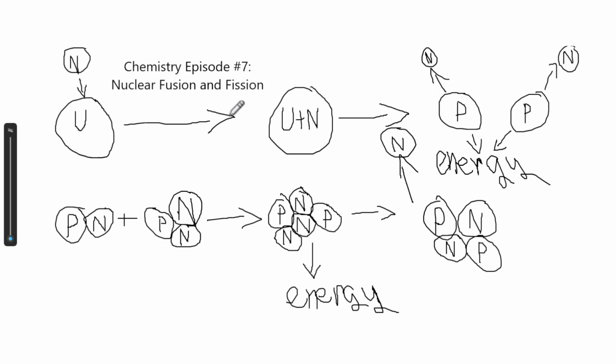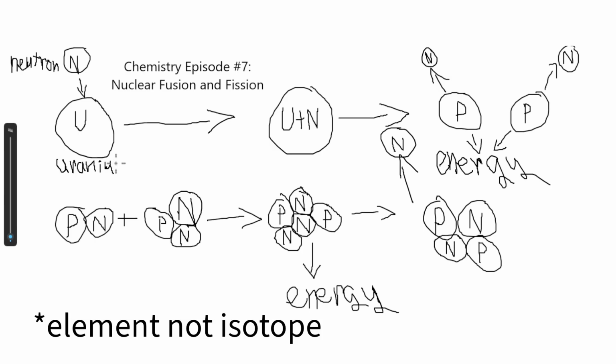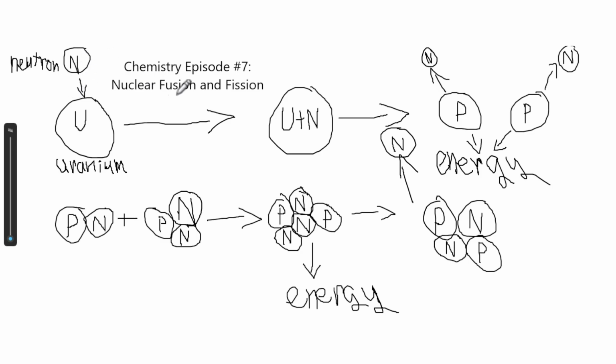I'll reveal the answer now. This is supposed to be a neutron, and this is an isotope of uranium. This is basically any isotope of uranium. I'm using it here because it's a common isotope for nuclear fission. And so this diagram on the top is showing the nuclear fission of an isotope of uranium.